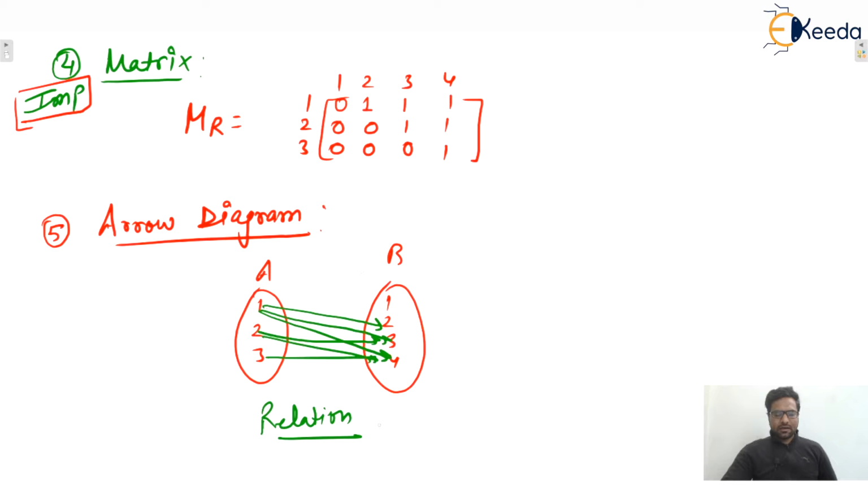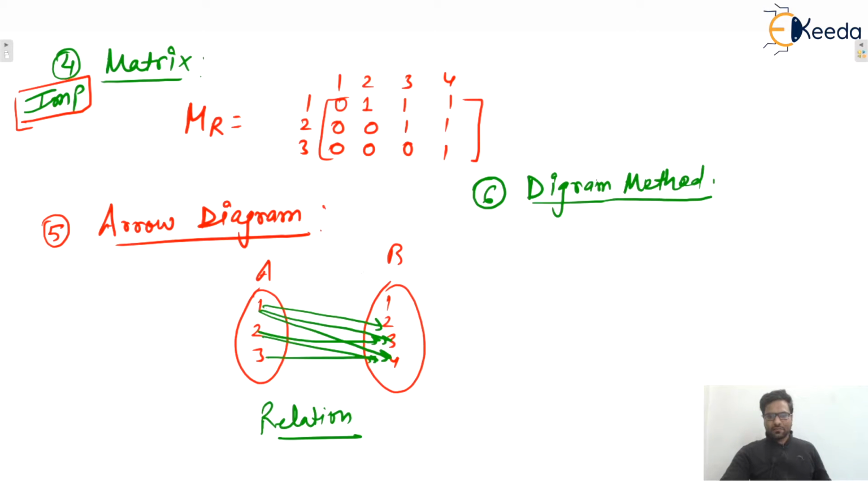So various representation methods are there to represent any relation. One more method is the digraph method. So what is the digraph method? But remember, this digraph method is applicable when the relation is on the same set.